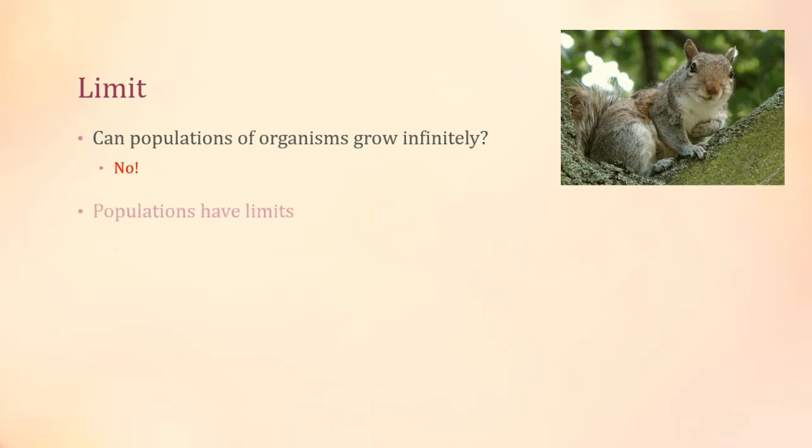So this means that populations have limits. They can't just keep growing and growing and growing. Eventually, they are going to reach a maximum and stop growing. But why? I'd like you to pause this video now and brainstorm some reasons why the squirrel population in your neighborhood can't possibly reach 20 million.